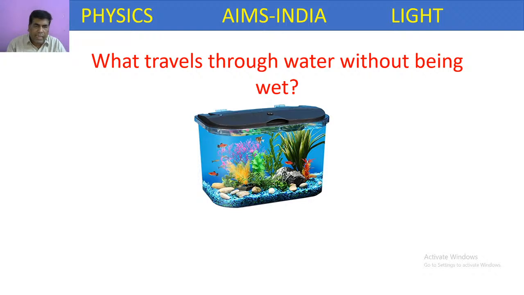Means if we take any kind of object, it has to pass through the water, but it should not become wet. Normally, if any object passes through the water, it becomes wet. But our question is, any object, it has to pass through the water without being wet. Can you guess what is the answer?